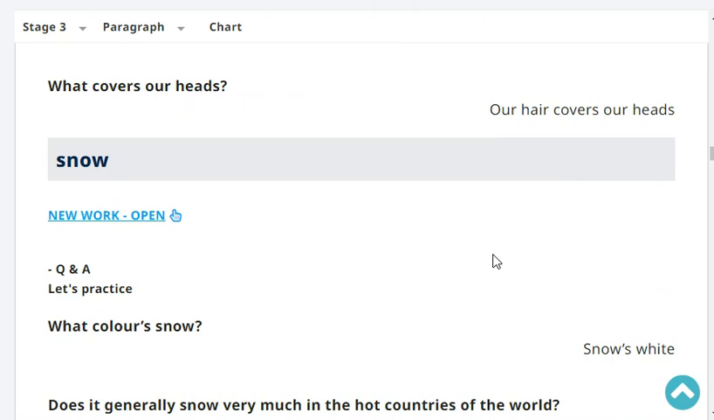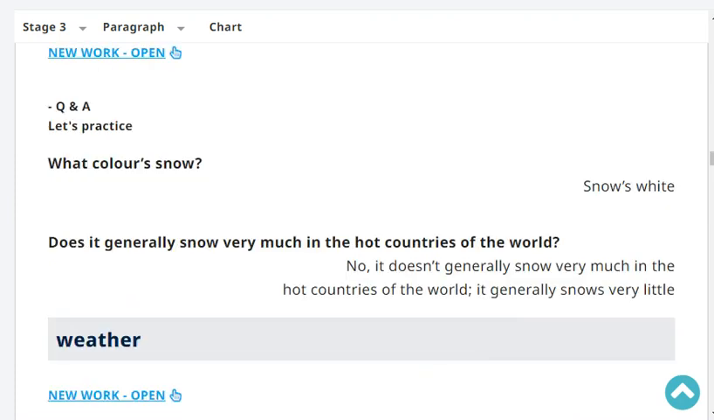Does it generally snow very much in the hot countries of the world? No, it doesn't generally snow very much in the hot countries of the world. It generally snows very little.